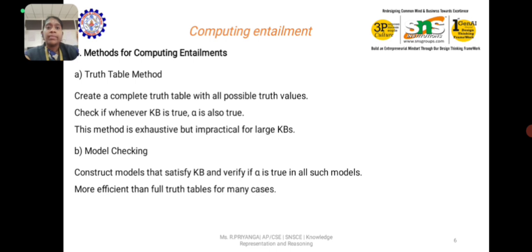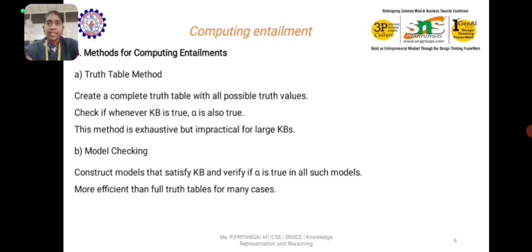First is the truth table method. The method is a way of checking whether a statement is true in every possible scenario. You would create a truth table that lists all the possible combinations of truth values for facts and conclusion. If the knowledge base is true in a scenario, you check if the conclusion is true in the same scenario. This method works but can become slow and impractical for larger knowledge bases because the number of combinations grows quickly.